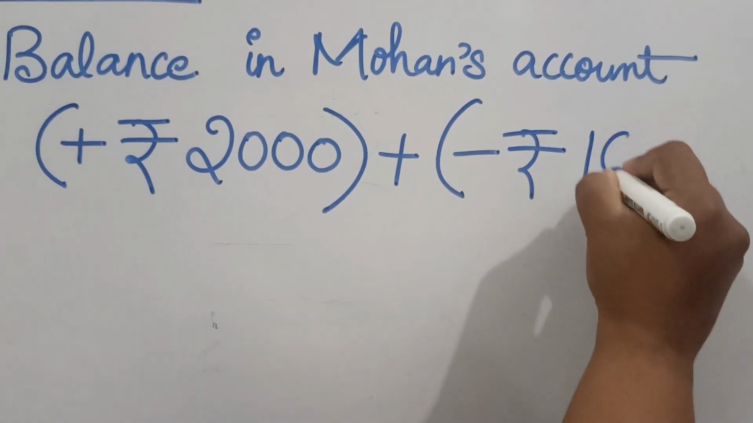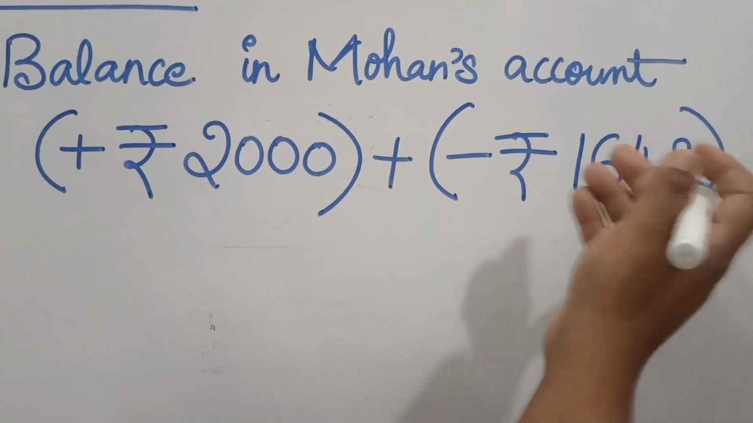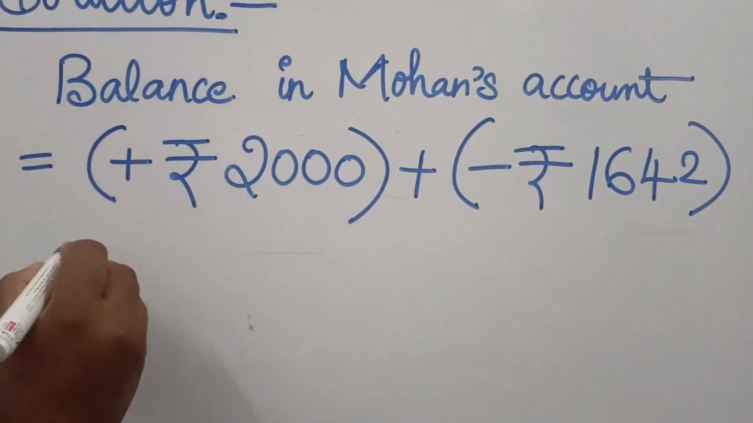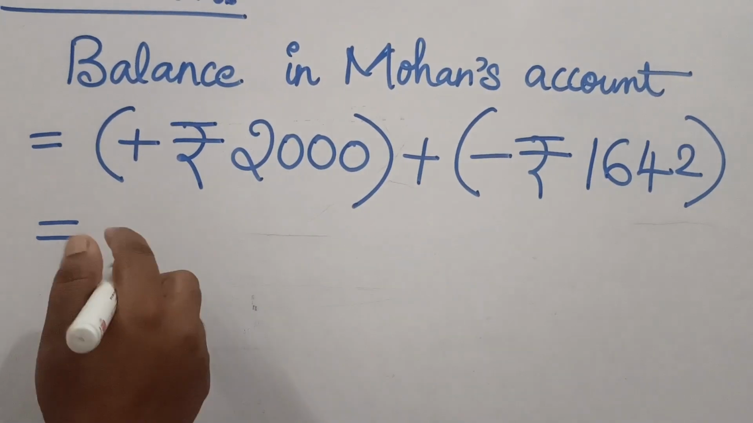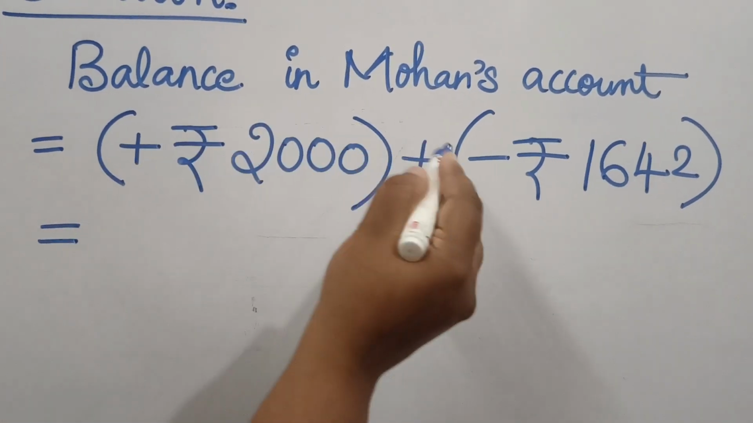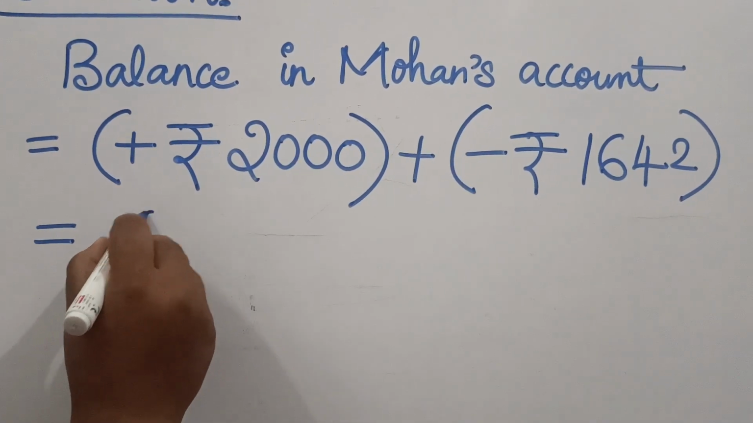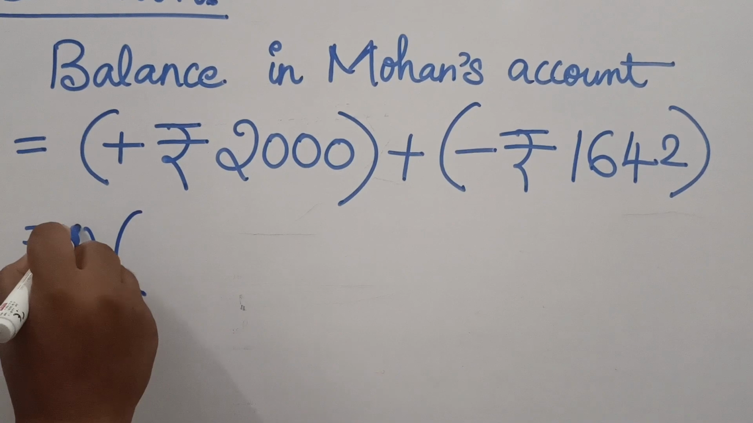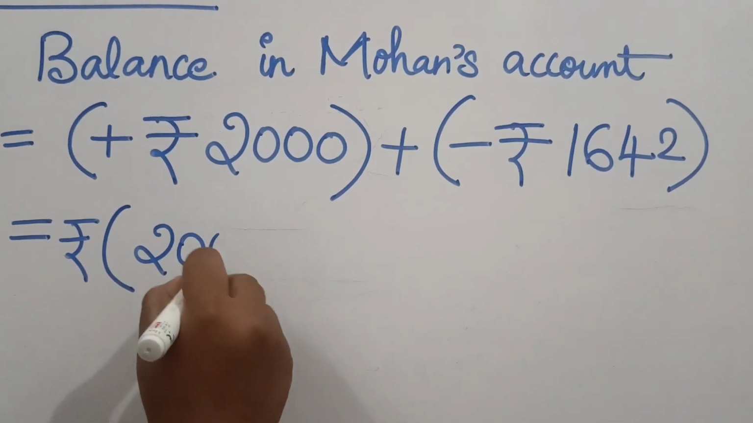1,642. That's what he took from the bank in his account. Okay, so we have to add it. Plus and minus gives you minus. So rupees is a common thing, so we'll put it outside the bracket.